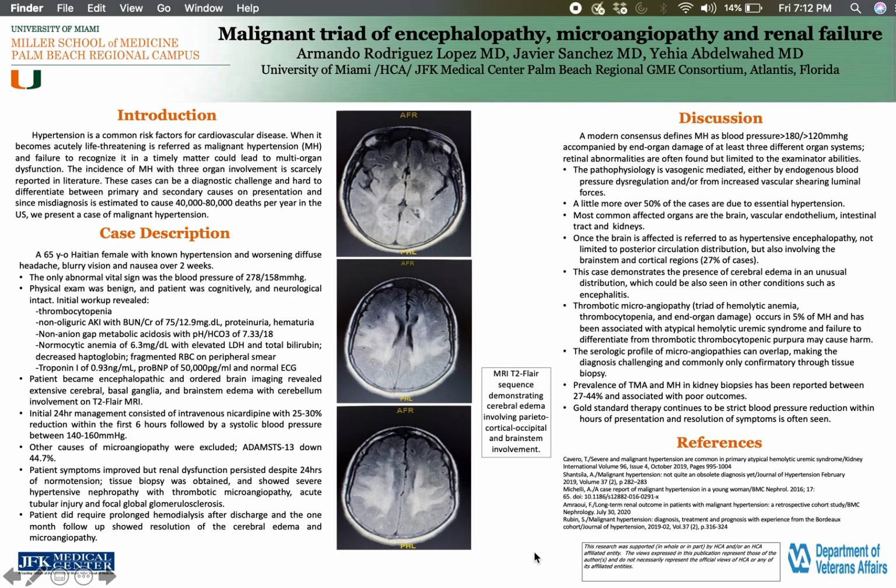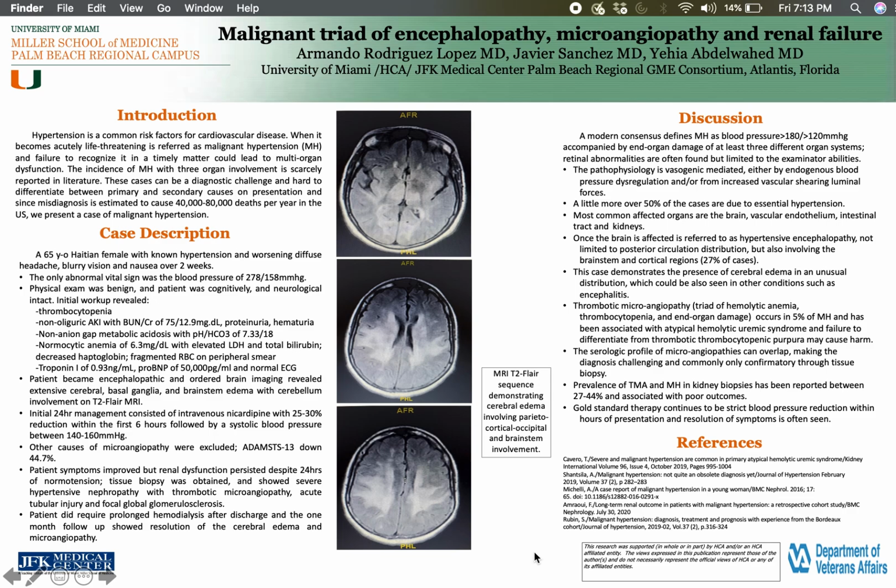The old definition for malignant hypertension takes into account the findings of papilledema. This is limited to the physician's ability to perform a good fundoscopy exam. All this creates a delay in therapy and may even create a possibility for misdiagnosis. A modern consensus defines malignant hypertension as a blood pressure above 180 systolic, above 120 diastolic, but accompanied by end organ damage of at least 3 different organ systems, and this case fits this definition.